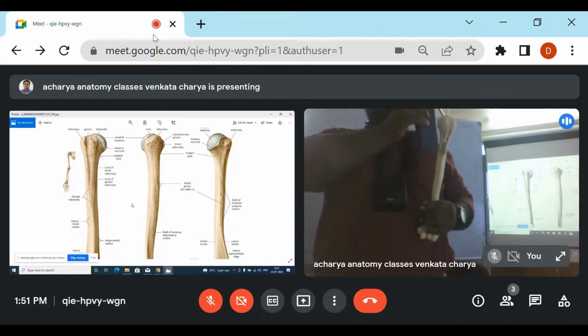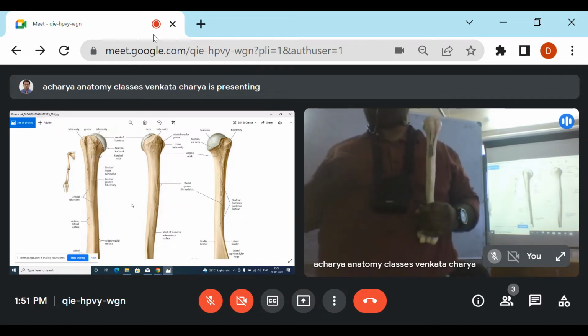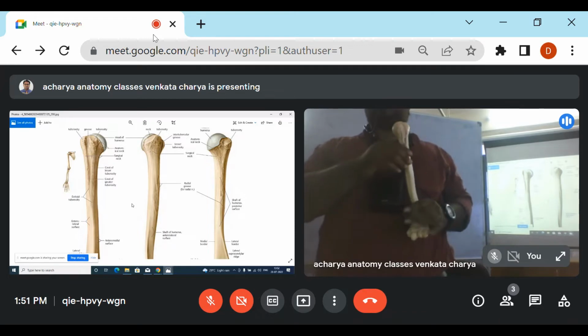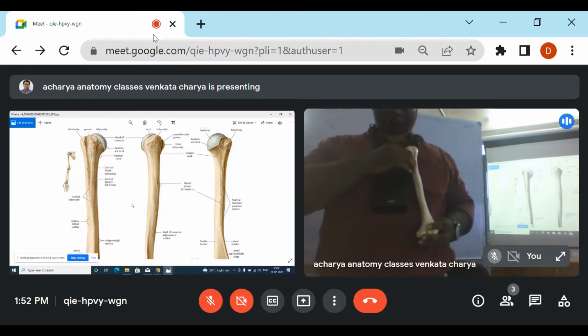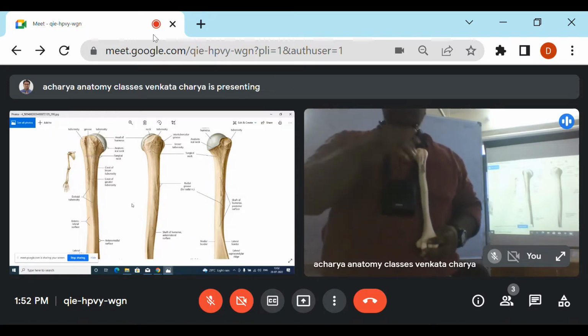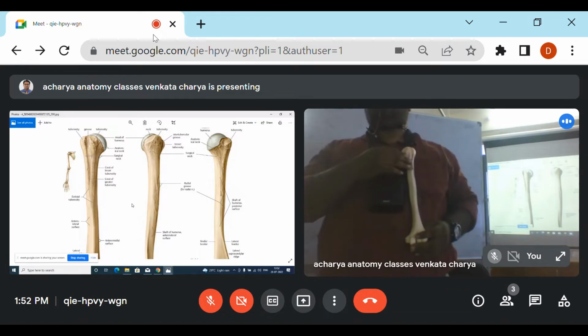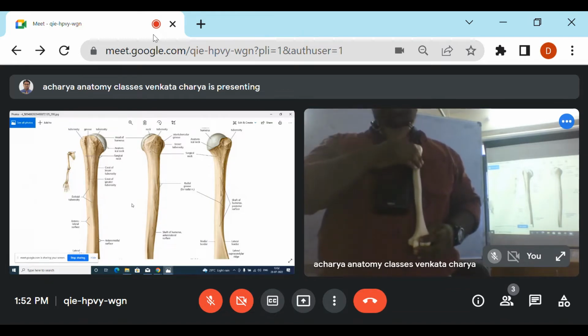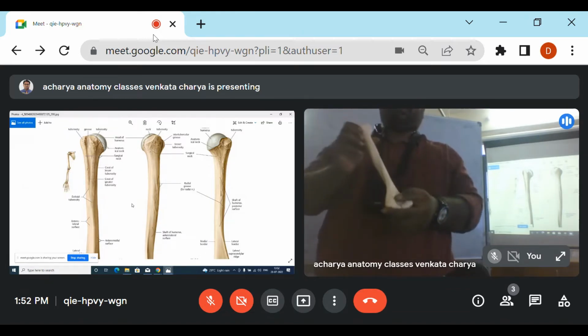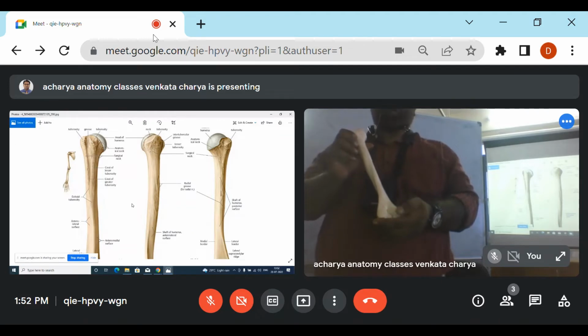Next point, see here, between the two tubercles there is a groove. That groove we call the intertubercular groove, otherwise the intertubercular sulcus, which faces anteriorly. Next, the olecranon fossa.